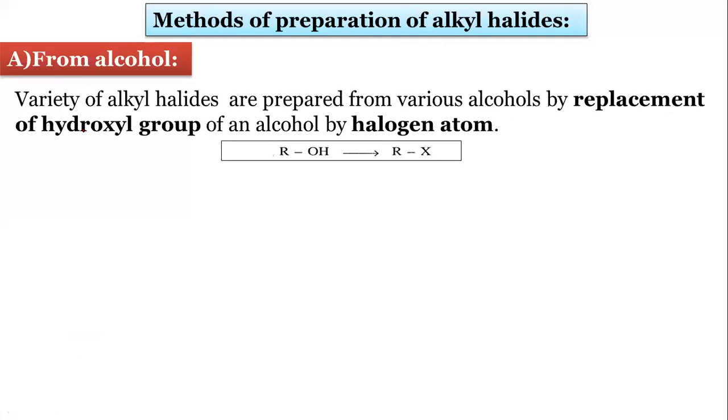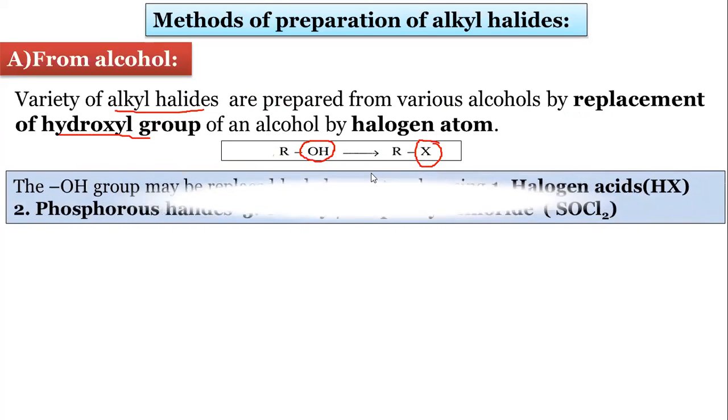Now see, many types of alcohols, variety of alkyl halides we can prepare. If the alcohols are changed, then the alkyl halides will be changed. If you are using primary alcohols, we will get the primary alkyl halides. If you are using secondary alcohols, you will get the secondary alkyl halides. If you are using the starting material as tertiary alcohols, you will get the product tertiary alkyl halides. So a variety of alkyl halides can be prepared from various alcohols by the replacement of the hydroxyl group. This OH group we have to replace with X, that is the halogen atom.